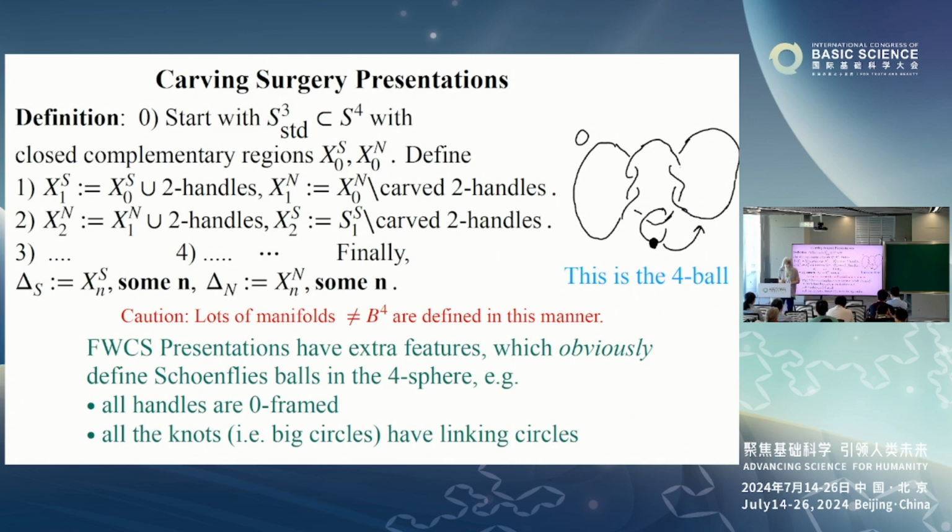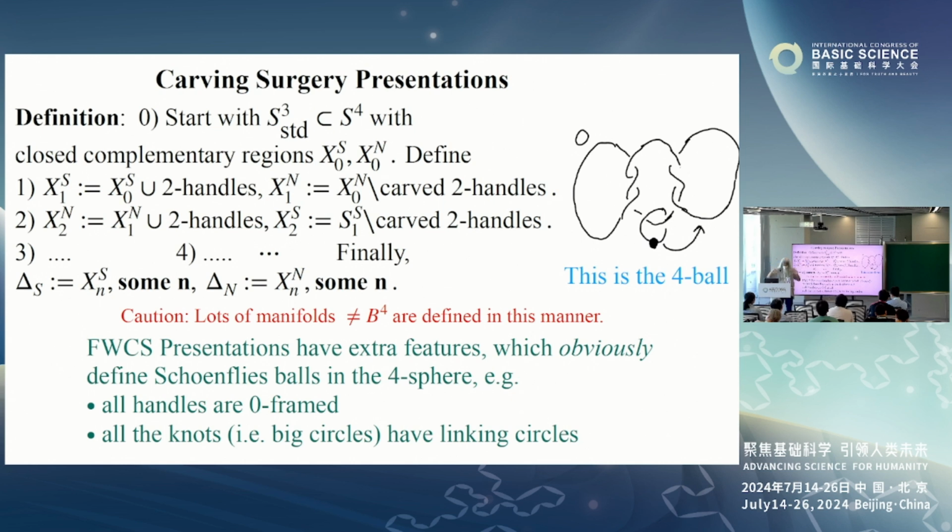X1S. And there are some links sitting in the boundary, which is still a standard sphere. But now, again, you attach a bunch of 2-handles. But here, the 2-handles have to live in the modified northern part.